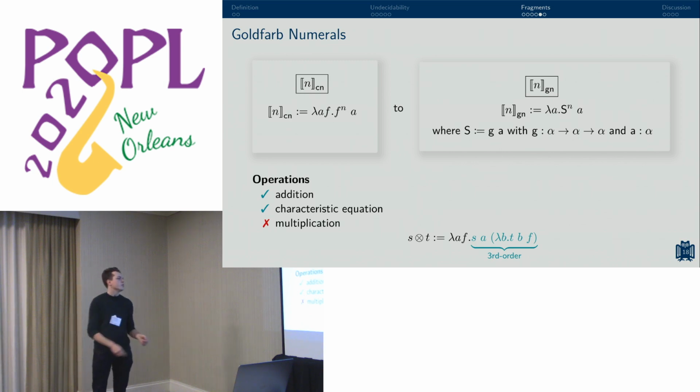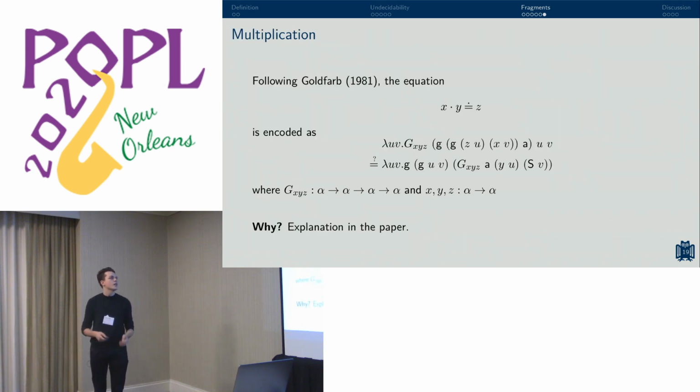So what we do is basically what Goldfarb did. We encode it as this scary looking equation. And in a 17-minute talk, I don't really have the time to get into the details here. But if you're interested in why this is the right way, please have a look in the paper. We dedicated quite some time to find a nice explanation of how and why this works.